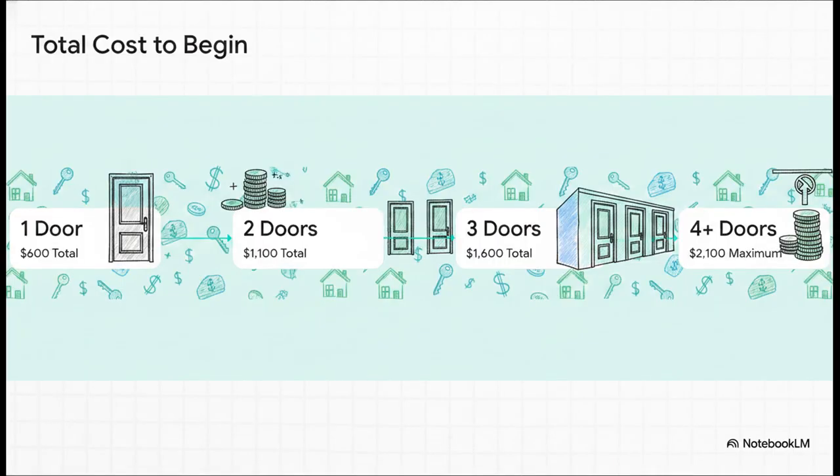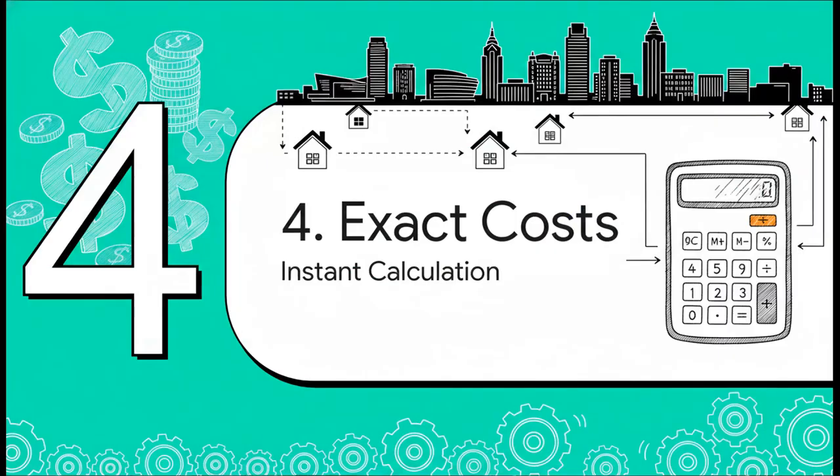Let's walk through the simple addition to calculate your precise total cost to begin. Step 1, a single door is $600 total. Step 2, 2 doors runs $1,100. Step 3 is $1,600 for 3 doors. And Step 4, because of that $2,000 cap on the reserve fund, your absolute maximum initial cost for 4 or more doors is $2,100.